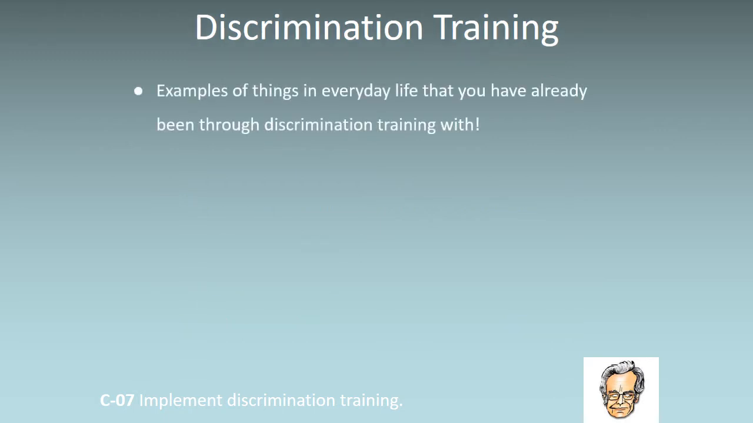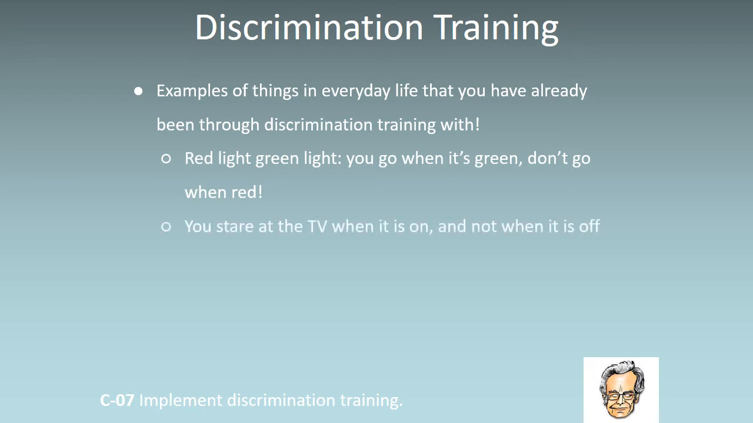Here are some examples of things in everyday life that you have already learned through discrimination training. Red light, green light. You go when it's green, you don't go when it's red. Or you go faster when it's orange, right? You stare at a TV when it's on, but not when it's off. You drink out of a glass when it has water in it, not when it's empty.